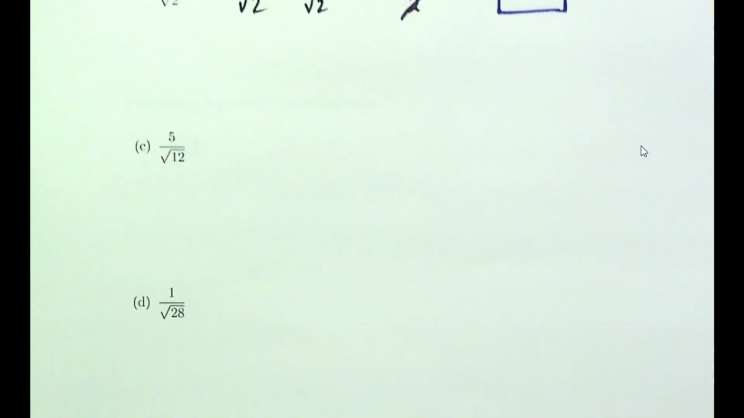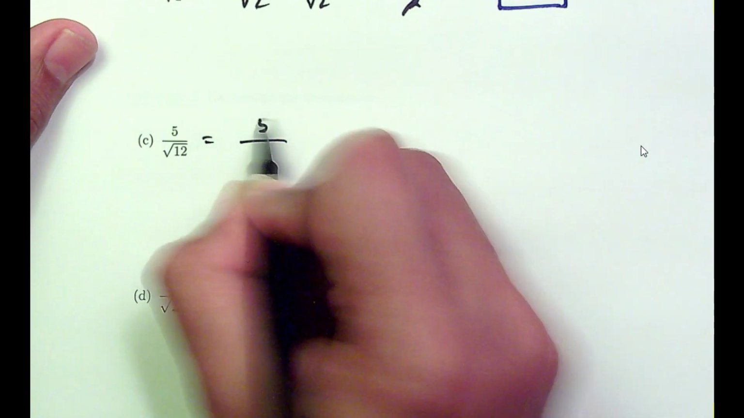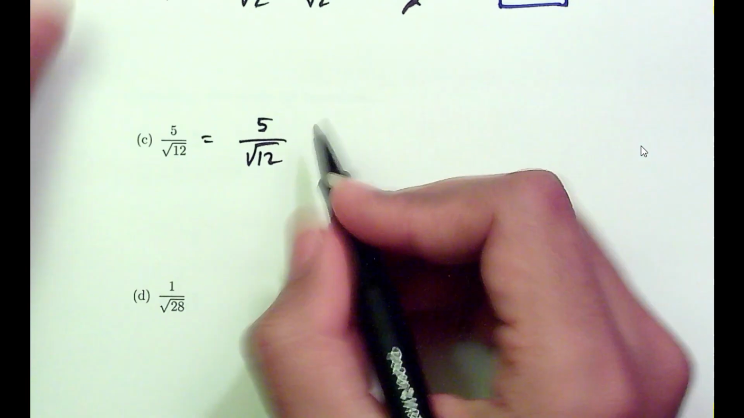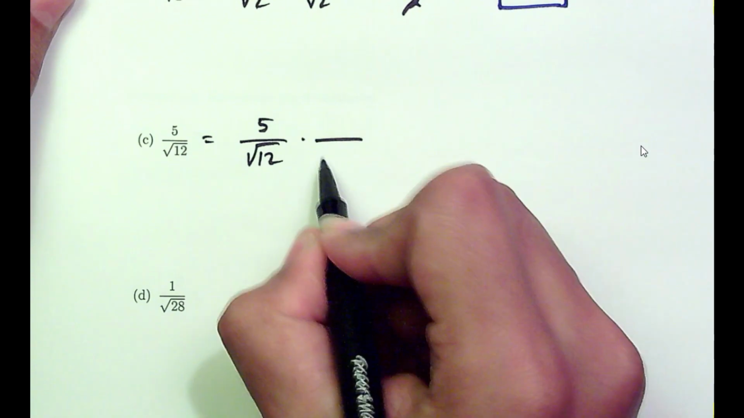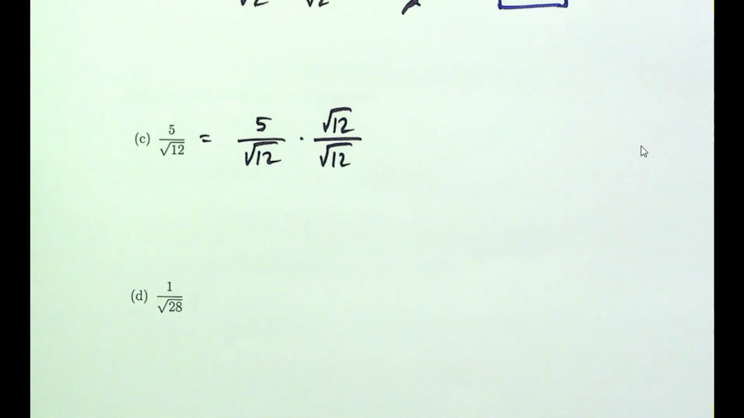Okay, let's do this one. 5 over the square root of 12. Okay, so all of these are really done the same way. So start with the fraction that you want to rationalize. I want to rationalize the denominator. And multiply top and bottom by that square root that I see on the bottom, square root of 12.